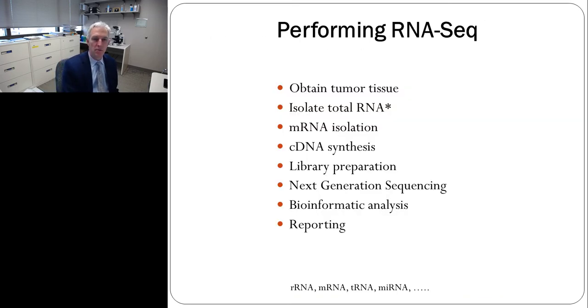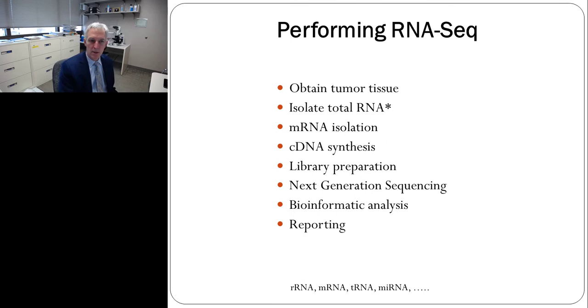So how do we perform RNA-seq? Well, the first thing you need to do is obtain a tumor specimen. You then isolate total RNA. And total RNA, as you remember, consists of ribosomal RNA, messenger RNA, transfer RNA, microRNA, and other types of RNA. But we're just interested for our test in the messenger RNA. So we have to find a way to specifically isolate the messenger RNA out from the total RNA.